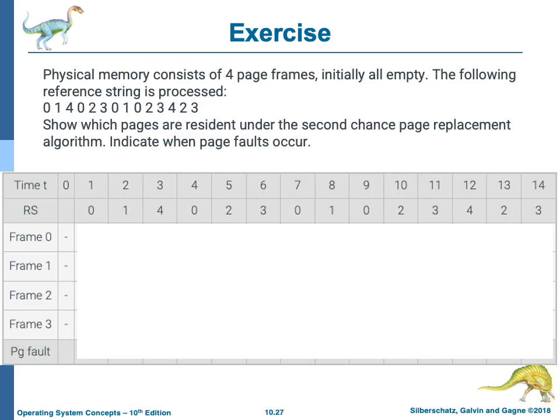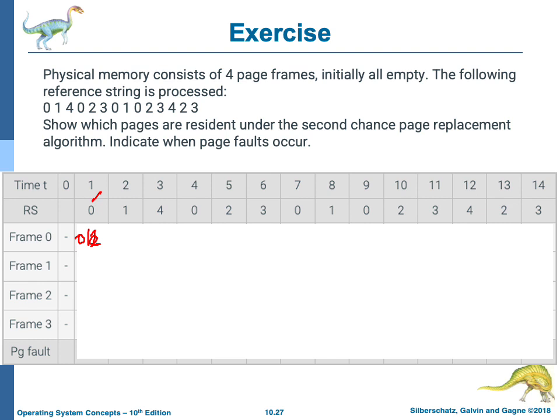And so this is another exercise for the second chance algorithm. We have 4 frames, assuming they're initially empty. We have a reference to page 0. We're going to put it in the first frame and set its reference bit to 1. Sorry, it has been referenced, so it's 1.